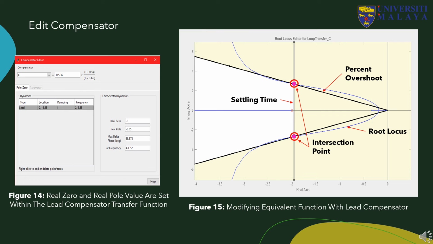To modify the equivalent transfer function with the lead compensator function, the real zero is set to the value of 2 due to the earlier assumption. The real pole value is then set so that the root locus graph falls right on top of the settling timeline. The root values, which are the pink colored circle, are then dragged to the intersection between the settling timeline and the percent overshoot line. These steps can be seen in figure 15.